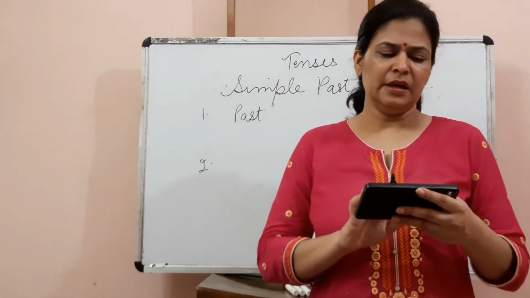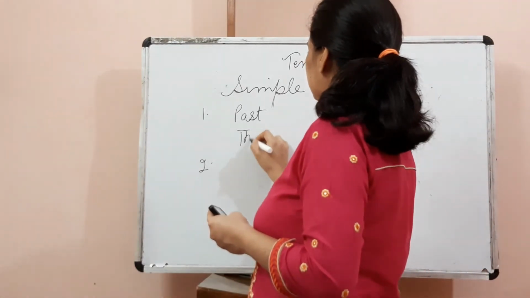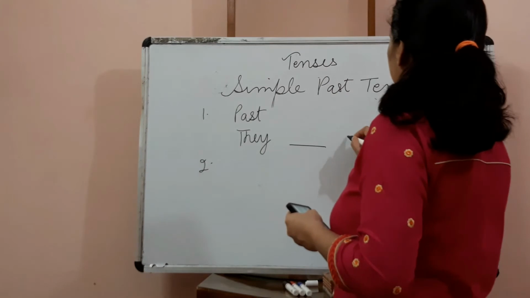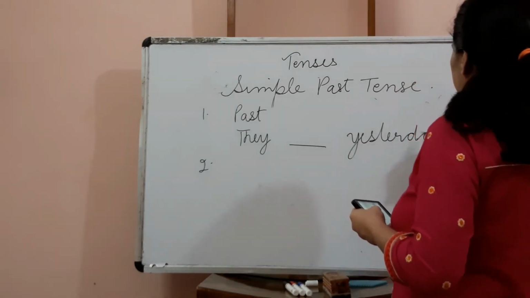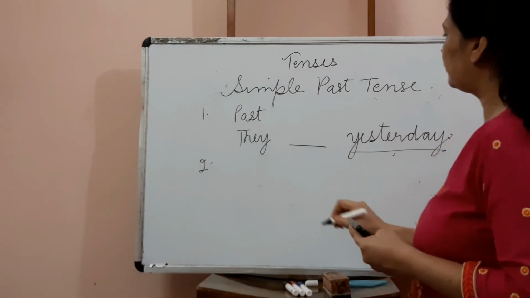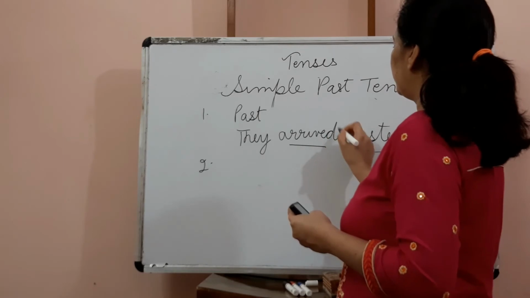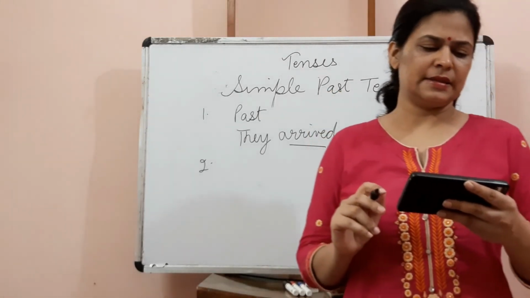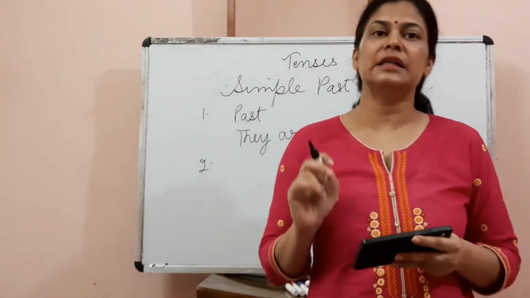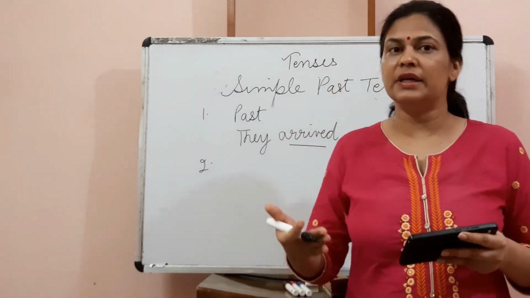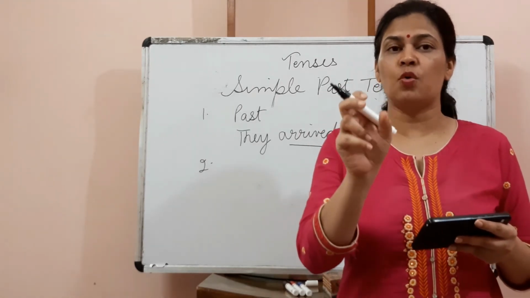For example, they arrived yesterday. You know that yesterday has already gone. This is a point of time. So obviously we are going to use the V2 form arrived. Next, she phoned me last Saturday. So last Saturday is telling you that something has already happened and ended. So you are using the V2 form phoned.